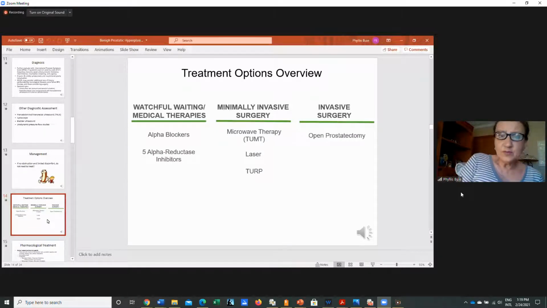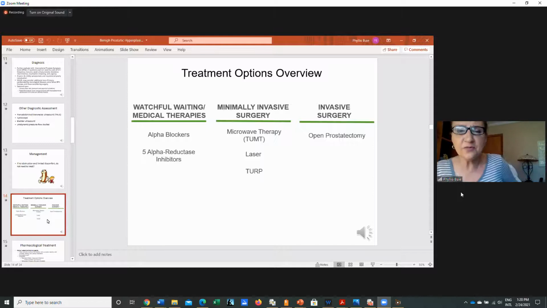Now, some of the treatment option overviews, and these are just overviews because it all depends on the patient and it all depends on the physician. A lot of these patients also have other comorbidities. They have cardiovascular disease, or they have hypertension or diabetes, other things that are going on with them along with this. But usually our first line of treatment is going to be the alpha blockers.